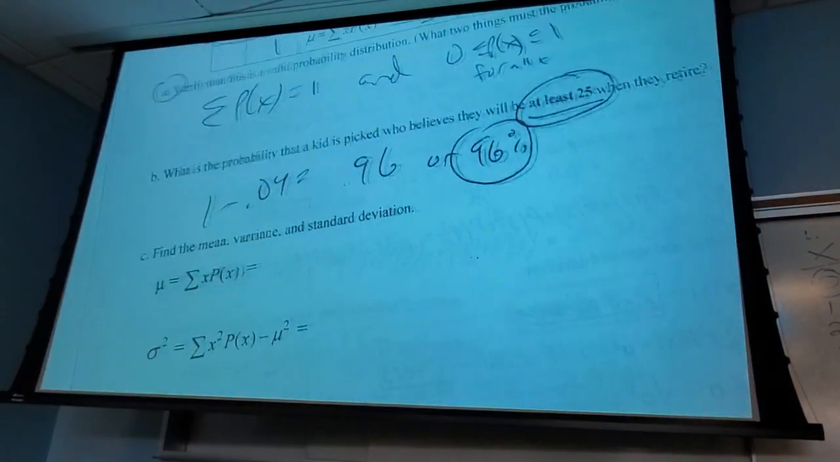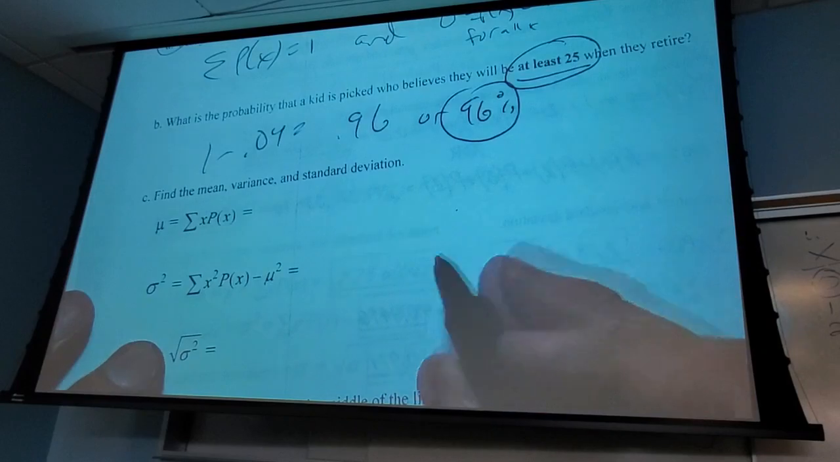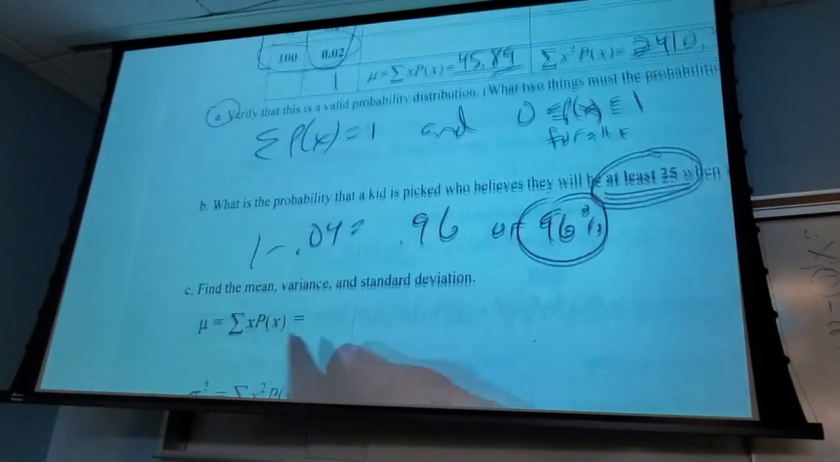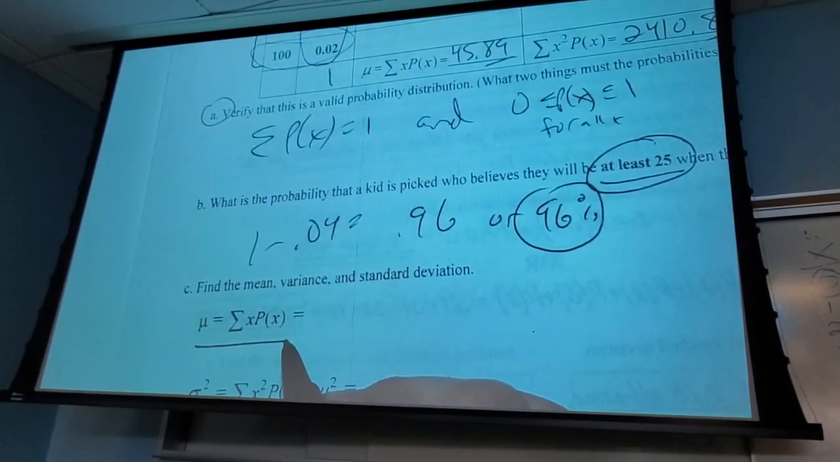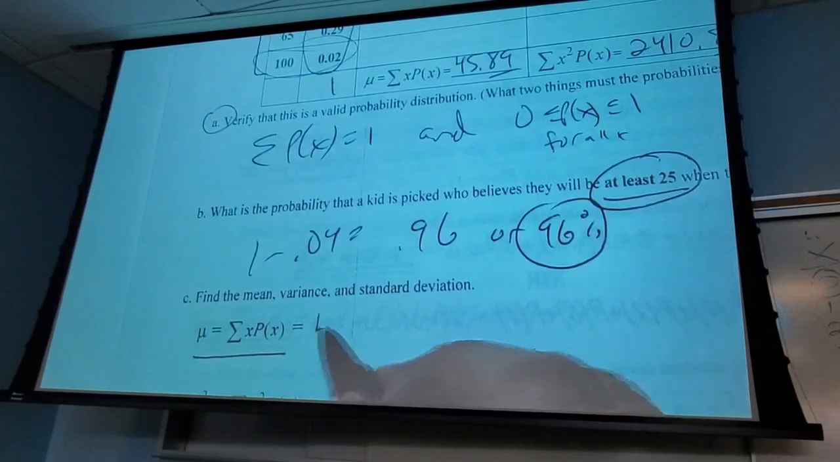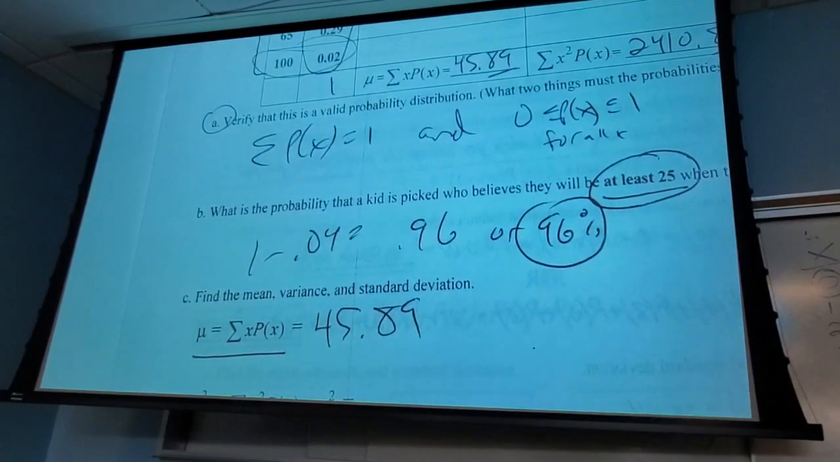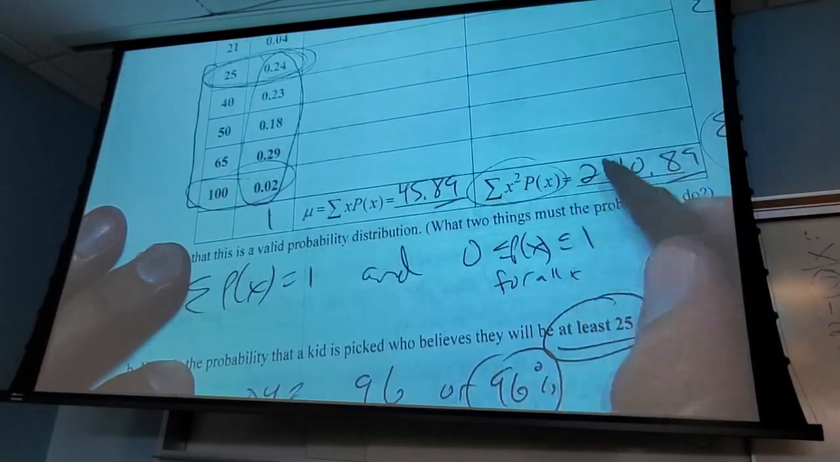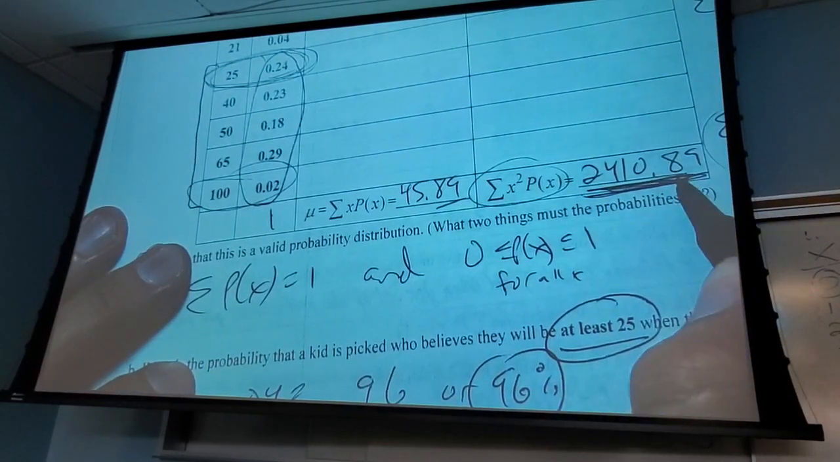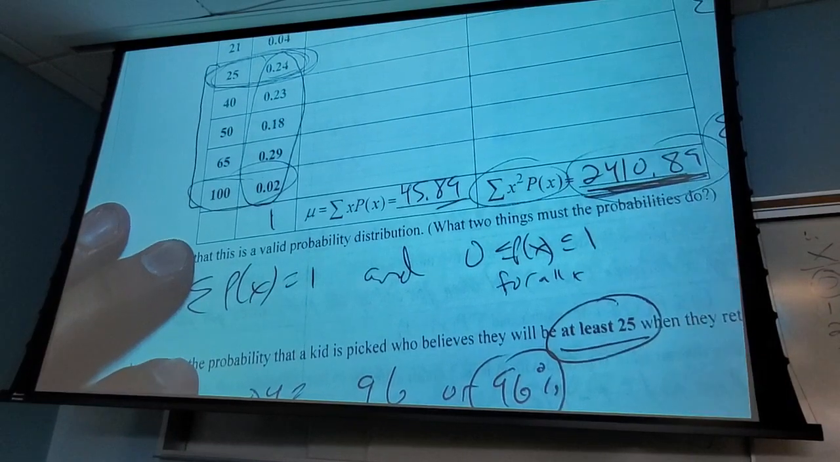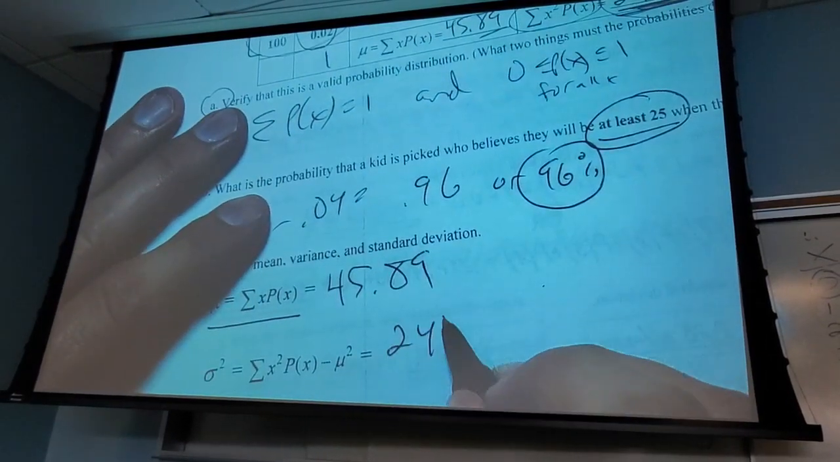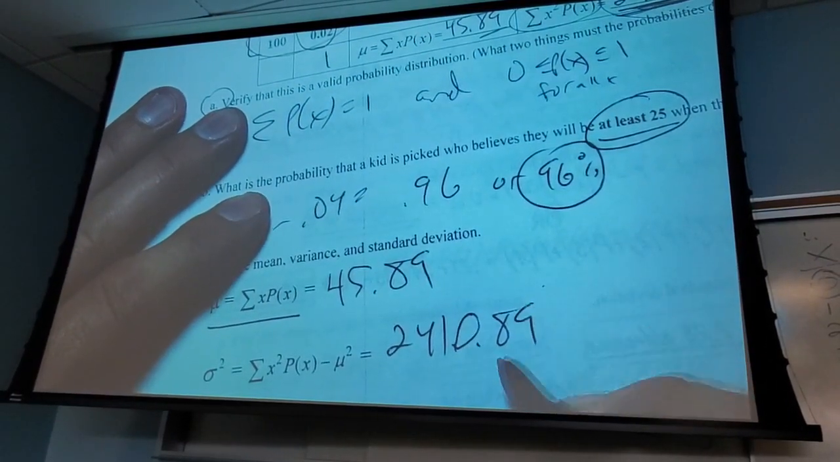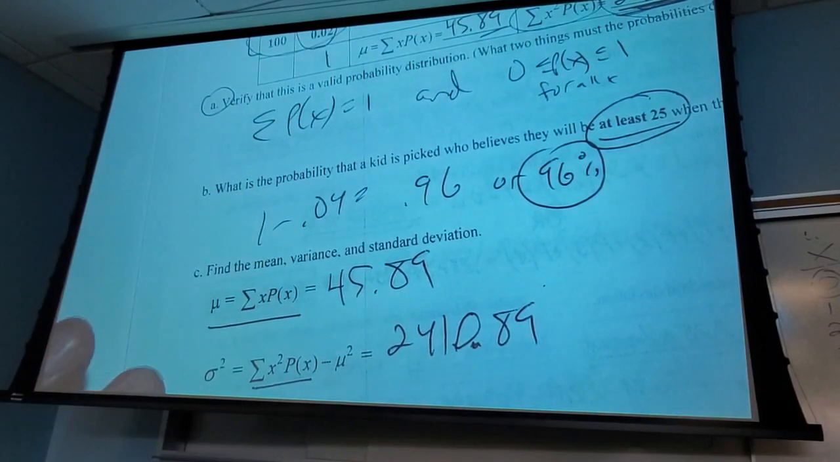Now, we've already calculated what this is, right? 45.89. What's the mean? 45.89. Guys, when you do this, that is nothing. That doesn't mean anything by itself. It's just one piece, again, sorry, that's inadvertent, one part of the formula you need for the variance.